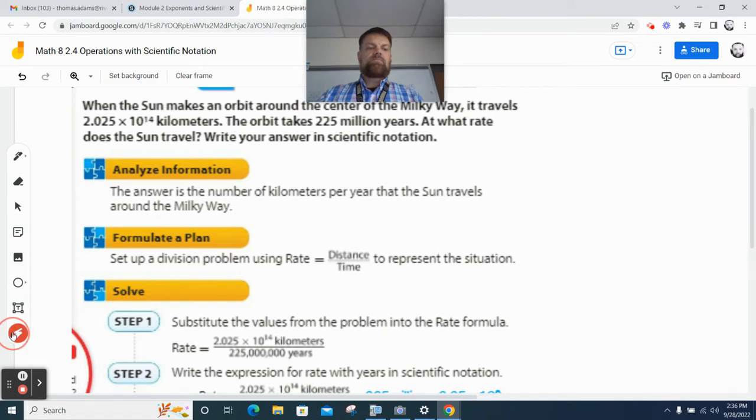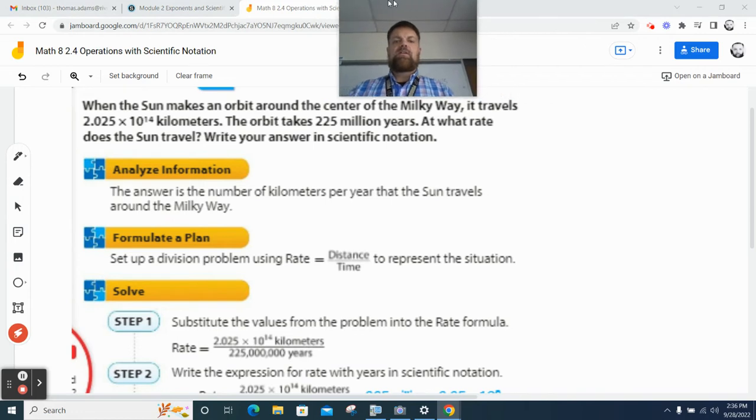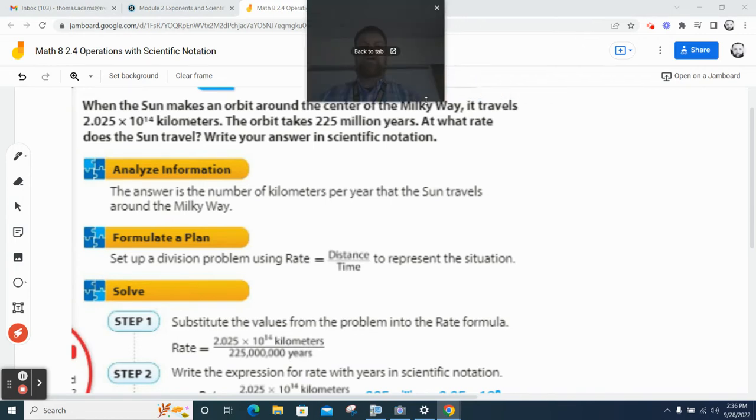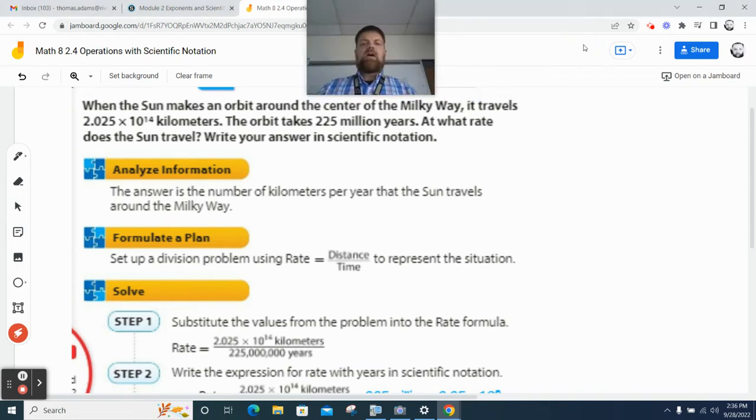So it says, when the sun makes an orbit around the center of the Milky Way, it travels 2.025 times 10 to the 14 kilometers. The orbit takes about 225 million years. At what rate does the sun travel? Write your answer in scientific notation. So let me read that again.